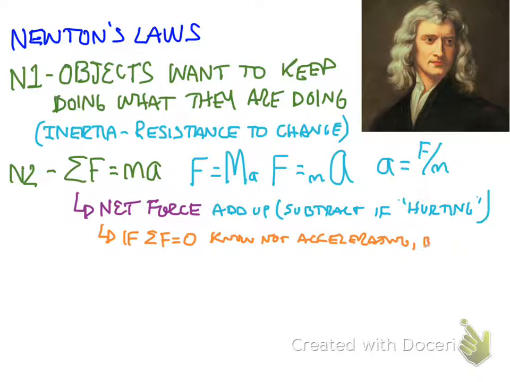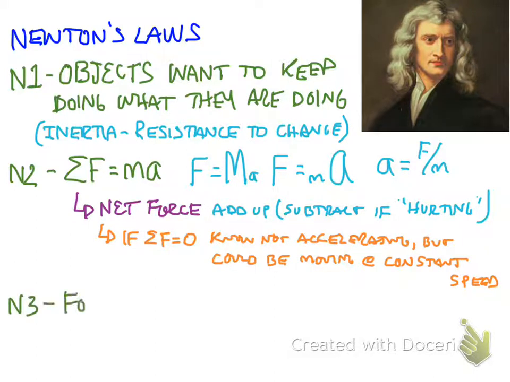If the sum of the forces is equal to 0, we know that it's not accelerating, but the object could be moving at a constant speed. Newton's second law doesn't tell us about the motion of the object, just the acceleration of the object. So if a cart is rolling along and someone is pushing it, and there's friction, and if those forces are equal and opposite, there will be no net force, but the cart is moving, it's just not accelerating.